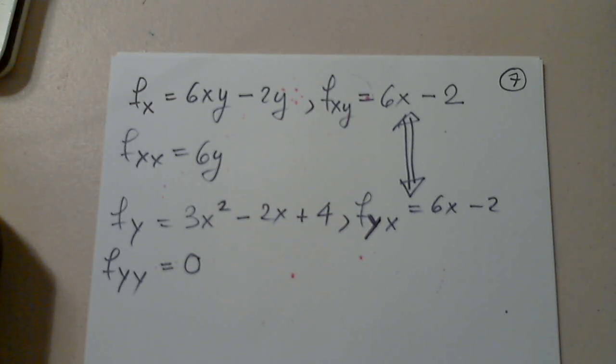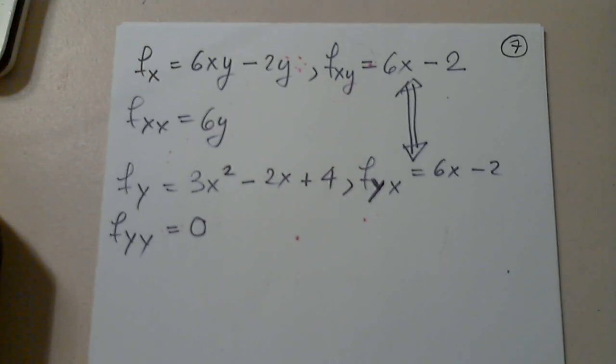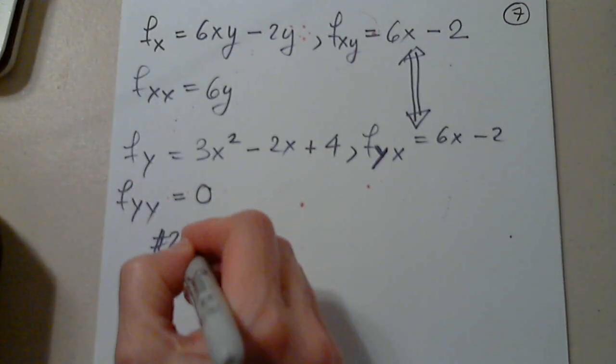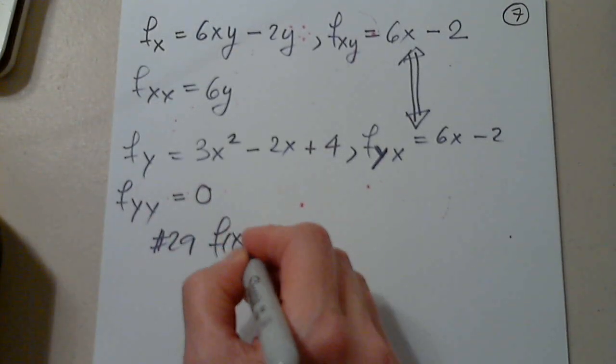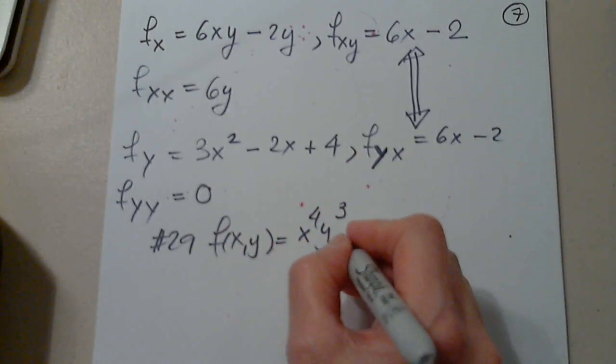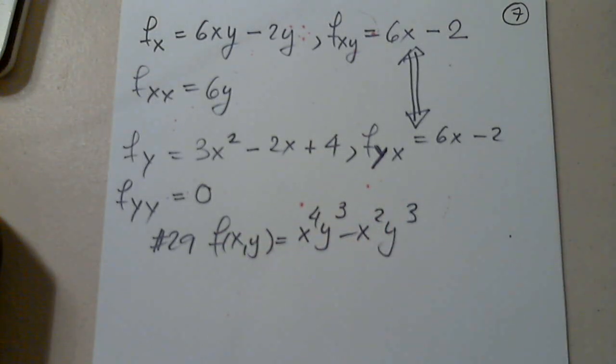Let's look at one more. Feel free to choose. It's your turn to choose whatever you want, and then we'll finish up with 6.3. You'll see where this is used and why we need it. Okay, I will choose 29. So f of x comma y equals x to the fourth, y to the third, minus x squared, y to the third. Sounds difficult. Not at all.